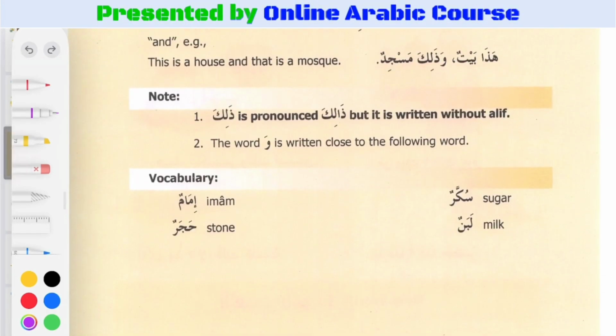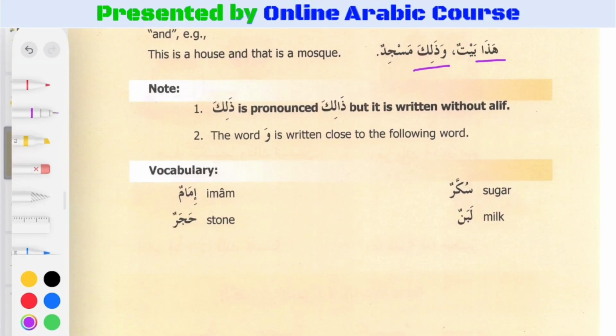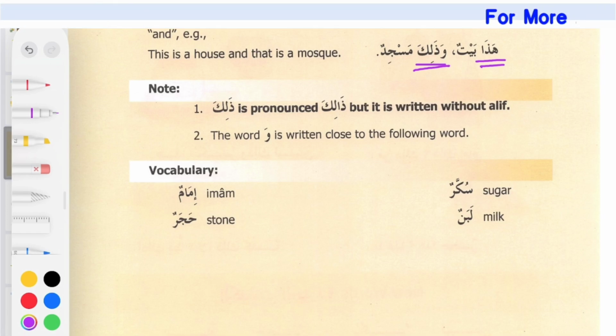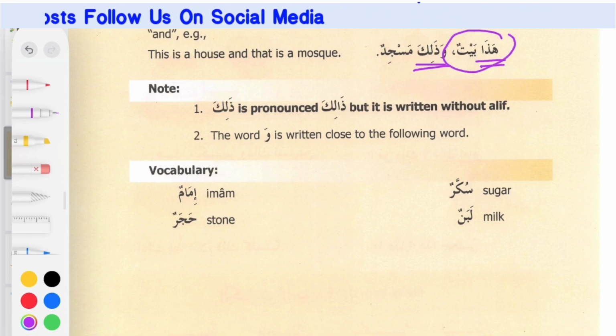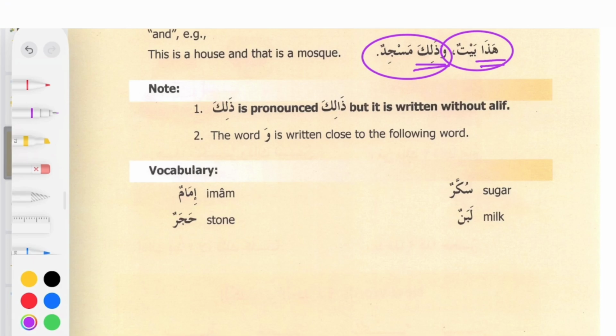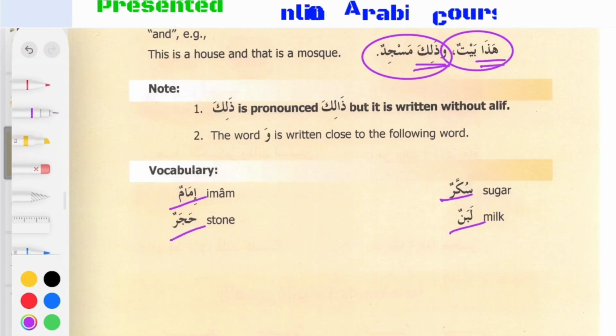So the previous lessons were about هذا and ذلك. هذا means this and ذلك means that. We use both of them for male singular. هذا, this, for example, هذا بيت, this is a house, وذلك مسجد, and that is a mosque. And then we had learned some new words as well, like sukkar, laban, imam, hajar.